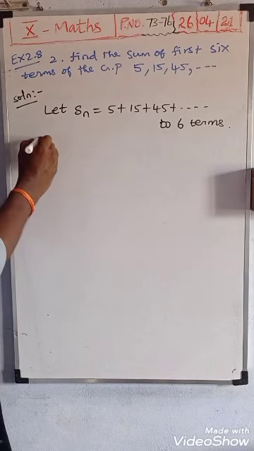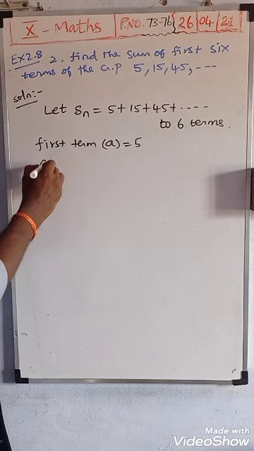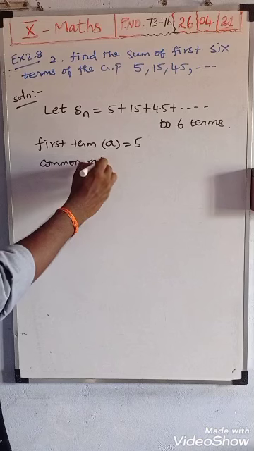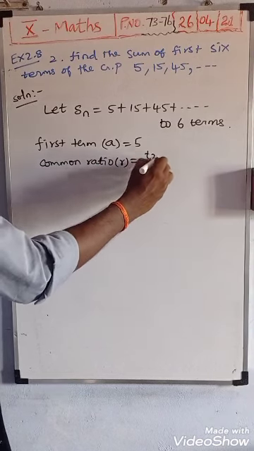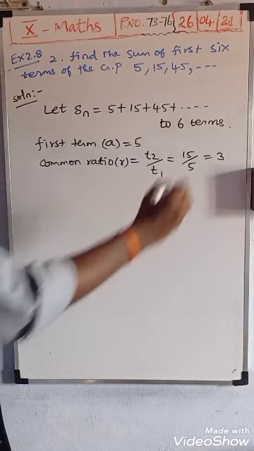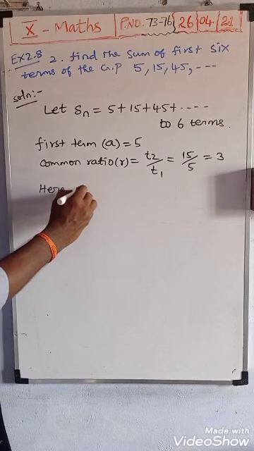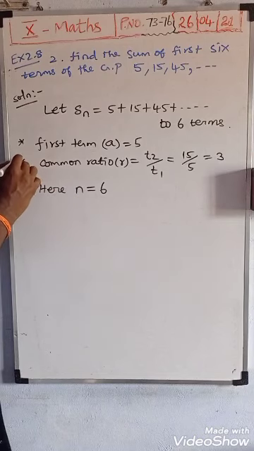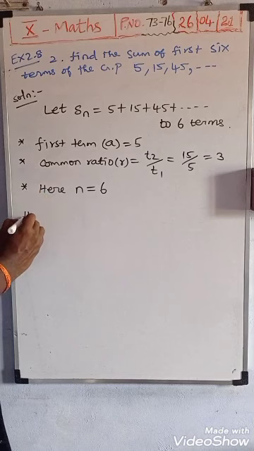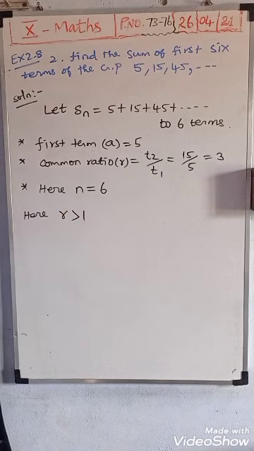First, write the first term A = 5. Common ratio R = T2/T1, so 15/5, we will receive 3. Here 3 is greater than 1. Here n = 6 because 6 terms are to be added. So R is greater than 1, because 3 is more than 1.